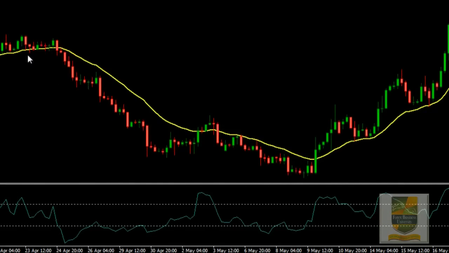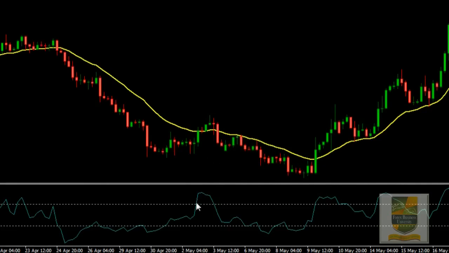For example, right here, we had price moving here and then broke the 21 to the downside. This is an indication we are in a downtrend. We're going to wait for the price to come back up and tag this area, which happened right in here. Now we're going to wait for the CCI to move into the oversold zone.